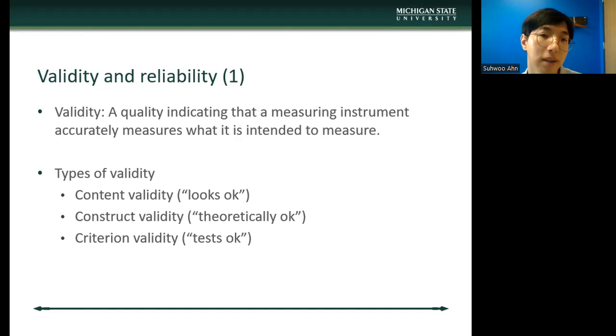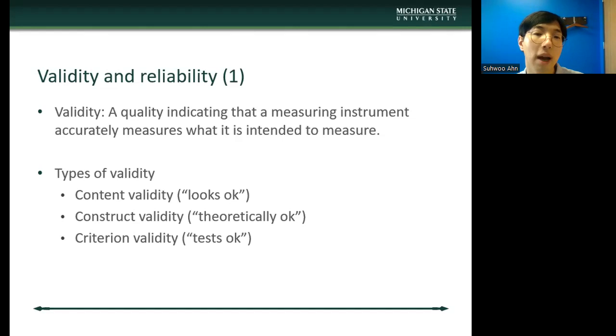Another type of measure is construct validity. Construct validity refers to how the variable in question should theoretically relate to other variables. Construct validity is based on the logical relationship between variables. So if it theoretically has some kind of relationship with others, then we can say it has construct validity.